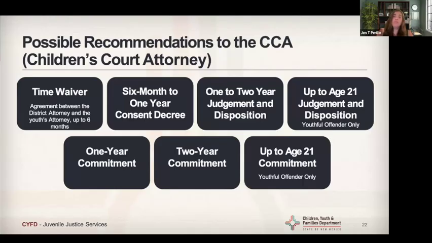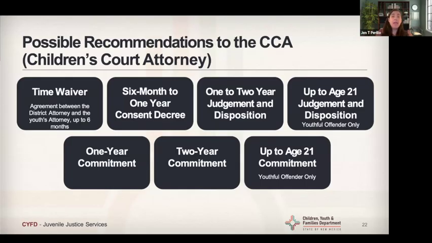When juvenile probation forwards a case to the children's court attorney, they can make recommendations for what they think maybe should happen with that youth. So they can request, for example, a time waiver, consent decrees, 1 to 2 years judgment or disposition. So essentially, how much time that youth will be monitored within the system.